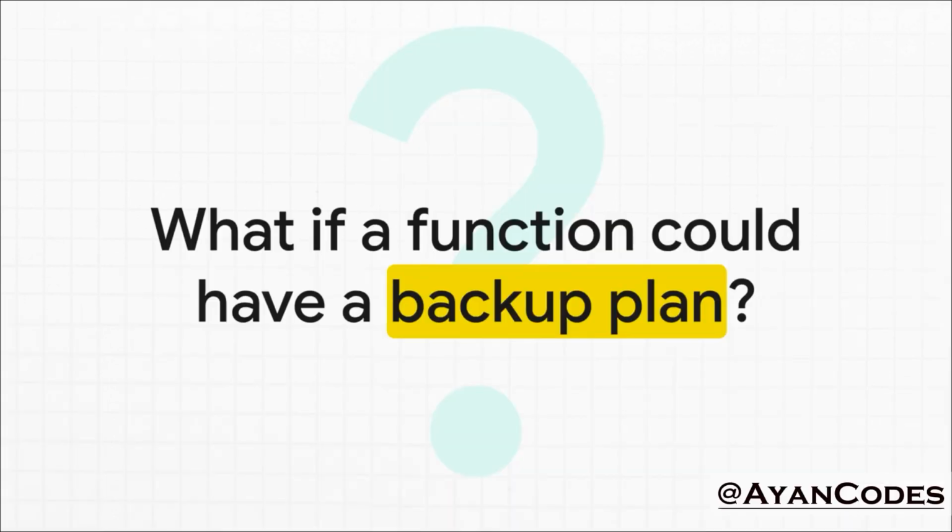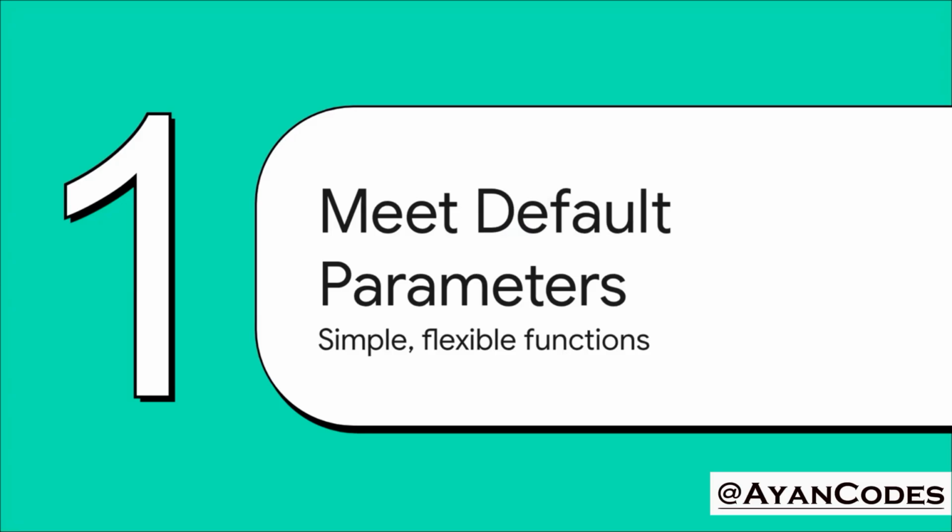You know that feeling, right? You write a function, you go to use it, and bam, it throws an error. All because you forgot to pass in one little argument. It's so frustrating. But what if your functions could be smarter? What if they had their own built-in backup plan for when that happens? Well, good news. In Python, they absolutely can.